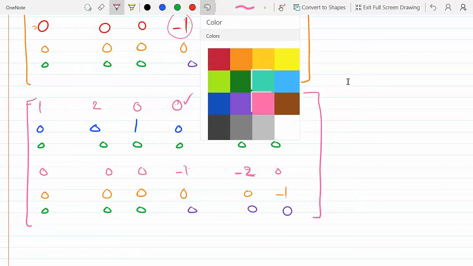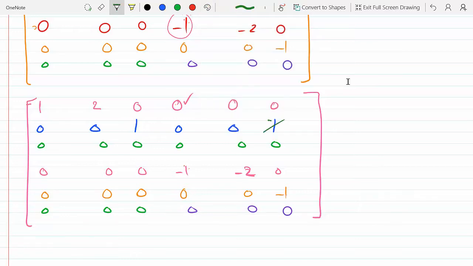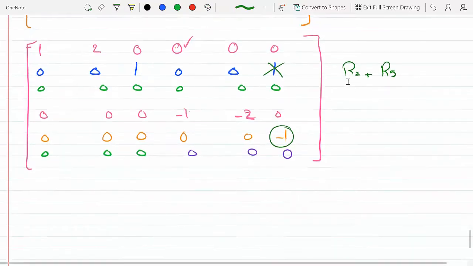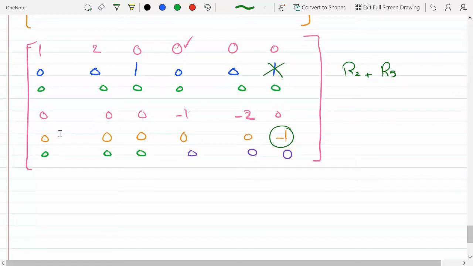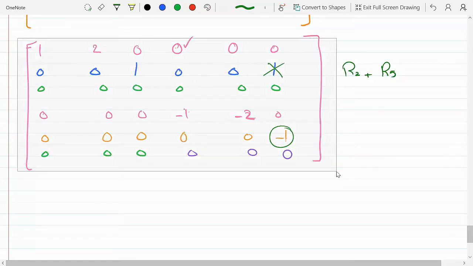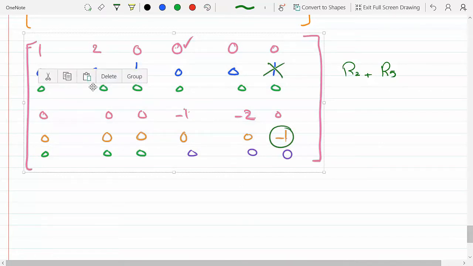So my objective now, let me change colors here, I need to kill this guy here, and for that I could do row 2 plus row 5, because -1 plus 1 will kill that 1 up there where I put the X on. And it won't affect any of my other entries, because everything in row number 5 is 0 except that -1, which I can use effectively. So let me copy and paste this, if this pad cooperates.